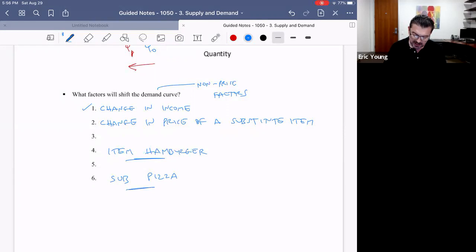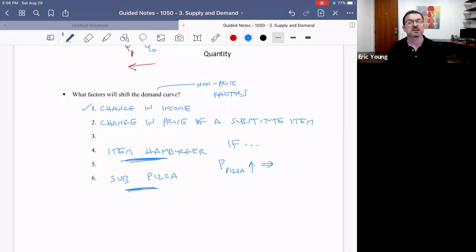So let's do some ifs. If the price of pizza goes up, notice that we're analyzing hamburgers and I am not touching the price of hamburgers. Instead, we're analyzing a change in the price of the substitute.